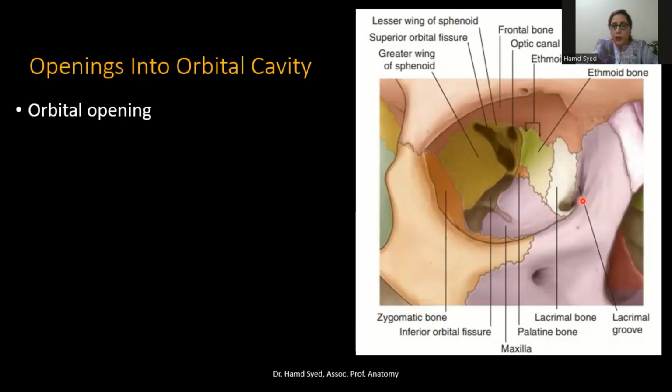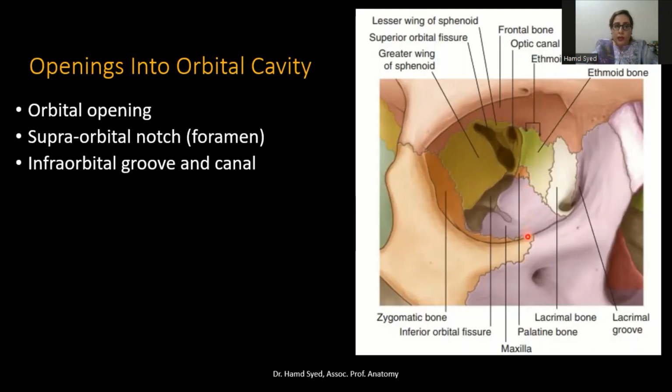So this opening anteriorly, the largest one, is formed by the base of the quadrangular pyramid, and it is called the orbital opening. Now let's look at the other ones. Here is the supraorbital notch, which then forms the supraorbital foramen. It transmits the supraorbital nerve and vessels.